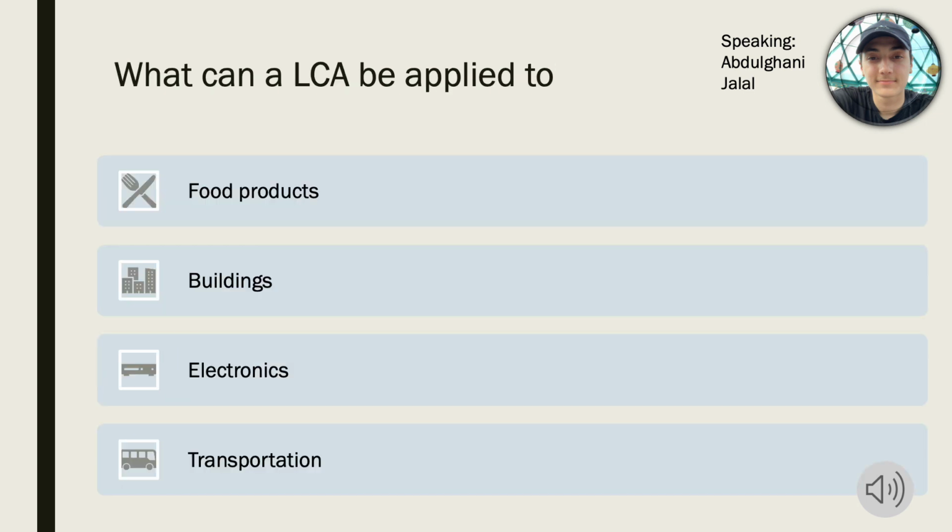A life cycle assessment has a broad scope and can be applied to any product or service, including food, buildings, electronics, and transportation. It can also be used to evaluate the environmental impacts of entire systems or processes, such as energy production or waste management.